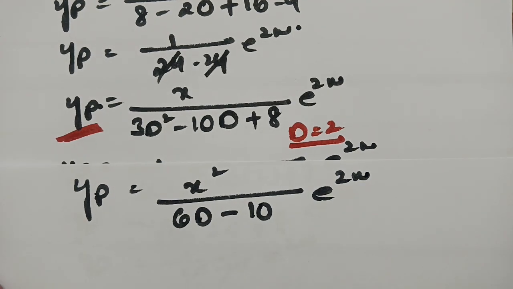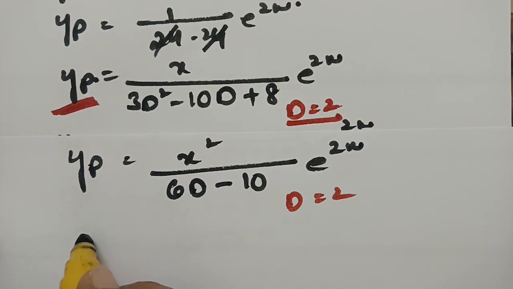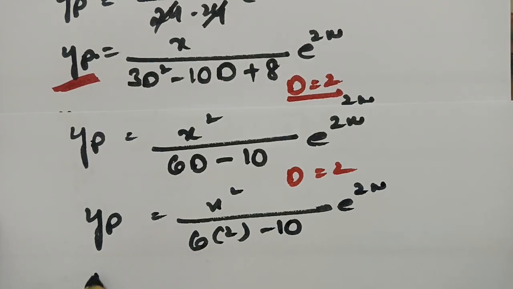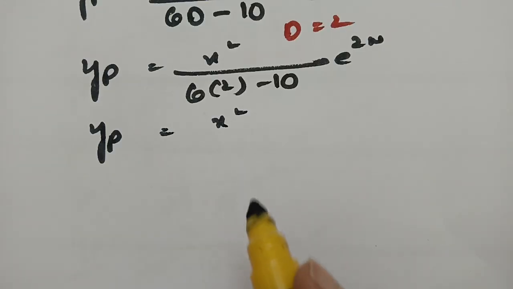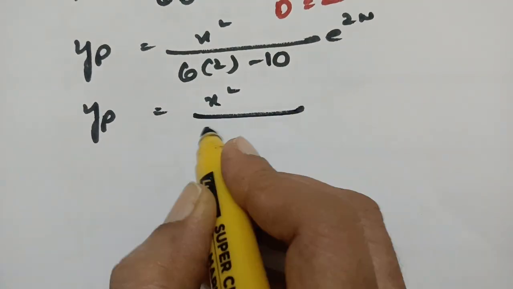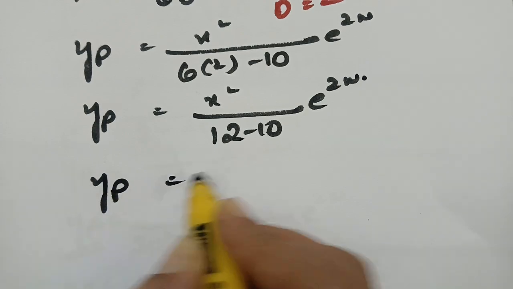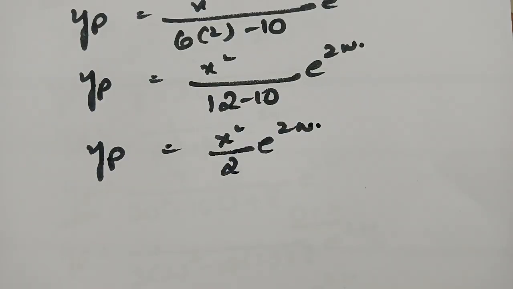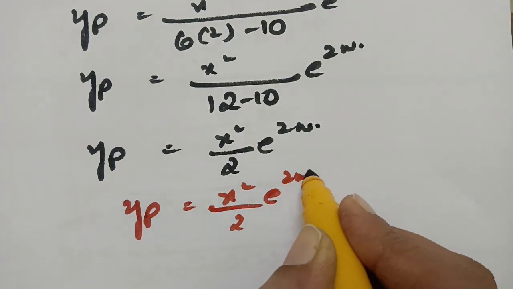So here we have to put D value is equal to 2. So if I keep D is equal to 2, then this is going to become x square plus 6 in place of D 2, minus 10, into e power 2x. So yp value is equal to x square by, this is 12 minus 10, into e power 2x. So yp value is equal to x square by 2 into e power 2x. And this is our yp value.